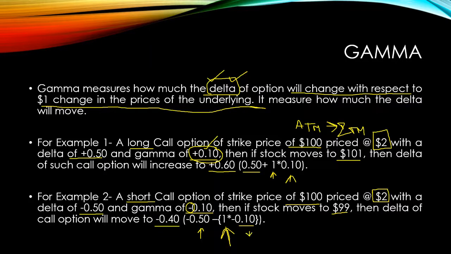So in this slide, we have discussed what gamma is, and through examples, we came to know how gamma decides the delta of the option if the stock price moves.